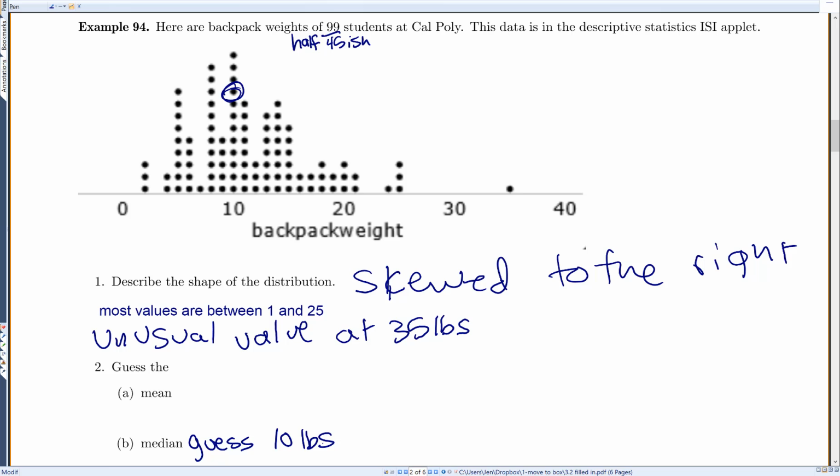Okay, once I know that that's my median, I can figure out where my mean should be. We said it's skewed to the right. It has that long right tail. So my mean has to get pulled this way. That long tail pulls my mean that way. So just trying to eyeball it, where would my tipping point be? I'm going to guess like here. Maybe like 12.